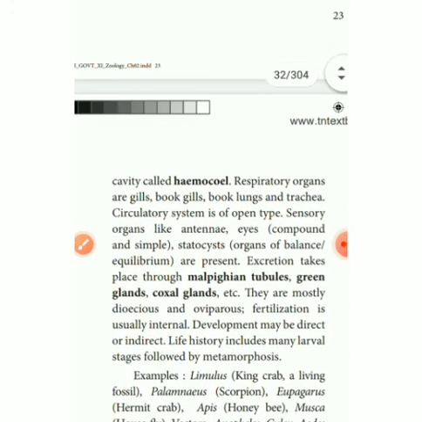So we stop here. In the next class we will continue with the phylum Chordata, that means vertebrates. Thank you, students.